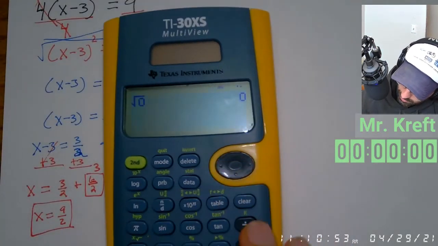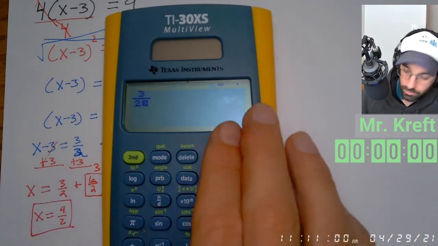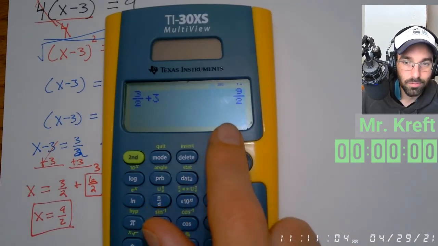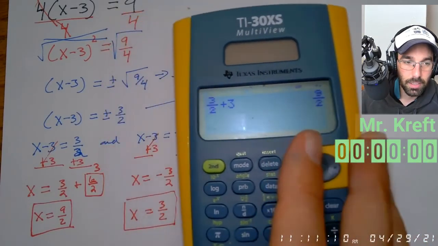Now, remember, if you're using Desmos or a physical calculator, you can always just go 3, like, so in this case, I have positive 3/2 and then plus 3, right? So I get 9/2. Okay? So again, if you're using a calculator, it will help you out quite a bit.